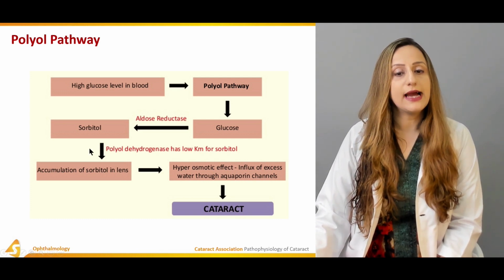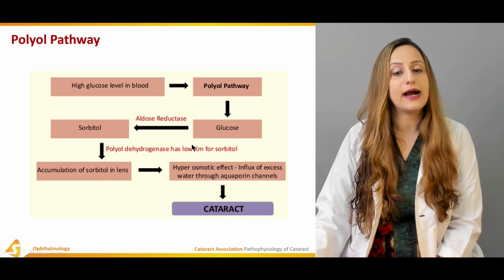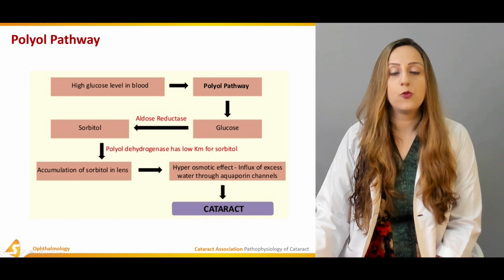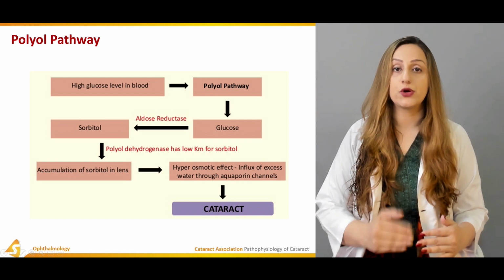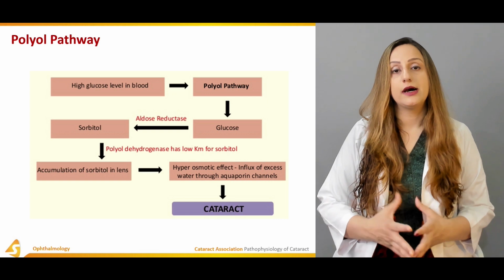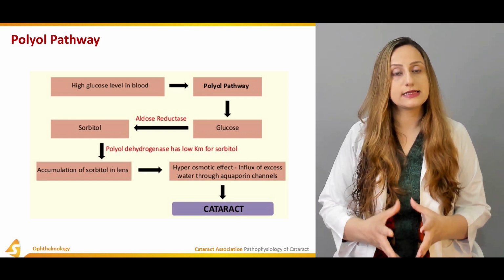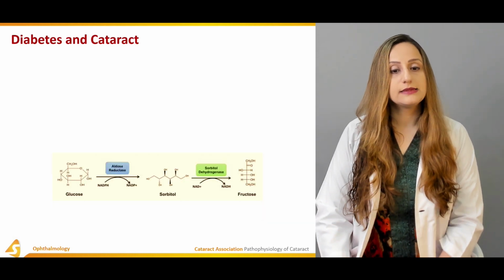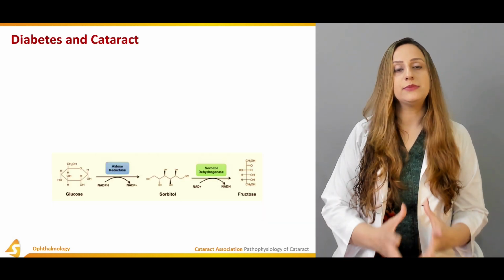So sorbitol dehydrogenase has low kinetic molecular energy for sorbitol. So this is again one of the mainstays over here, the reason why sorbitol is accumulated inside the lens. This is one of the reasons that we can see over here. Then associating diabetes with cataract.